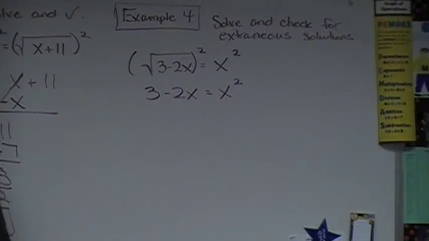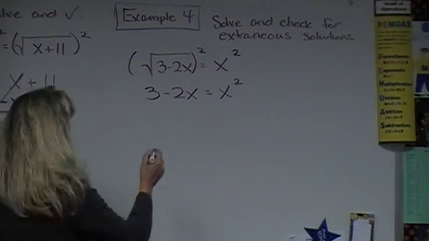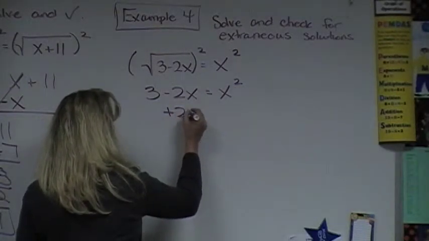What do we need to get to the other side with x squared? What do you think we need to do to both sides? Because I don't want to do anything to the x squared. I want to keep x squared where it's at. Subtract 3 and do what to the negative 2x? Add it. Add 2x, right. So let's add 2x to both sides, and let's subtract 3.